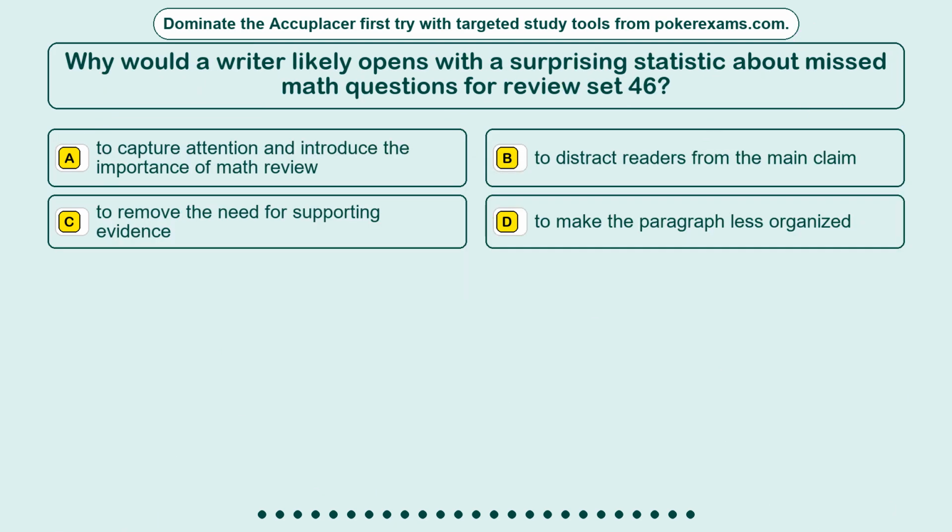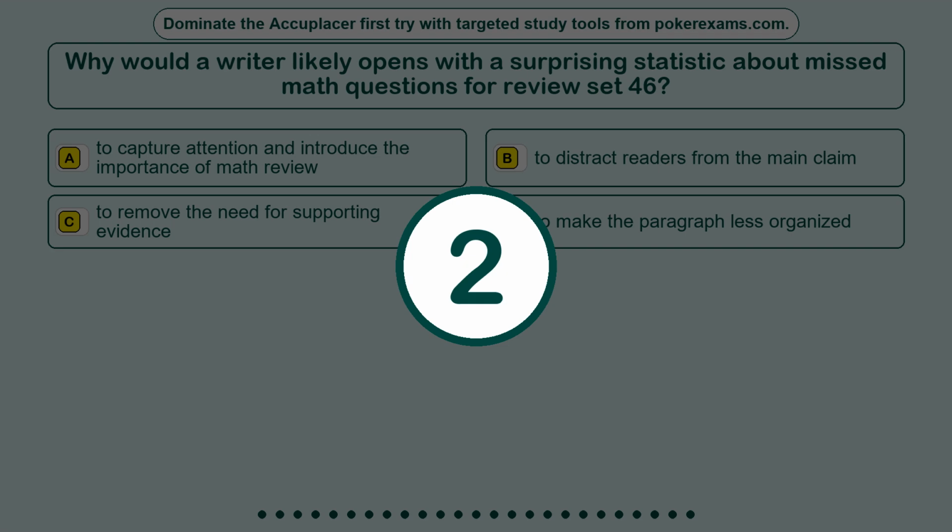Question 16. Why would a writer likely open with a surprising statistic about missed math questions for review set 46? Option A. To capture attention and introduce the importance of math review. Option B. To distract readers from the main claim. Option C. To remove the need for supporting evidence. Option D. To make the paragraph less organized.